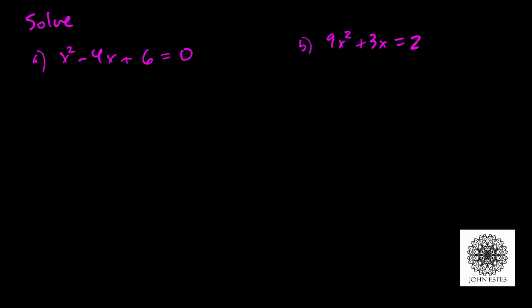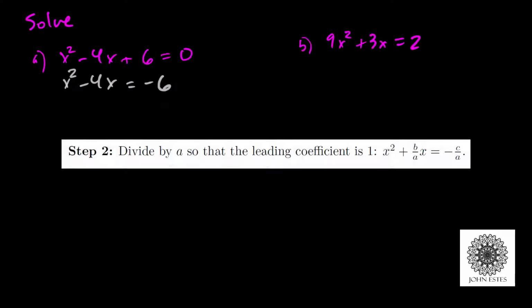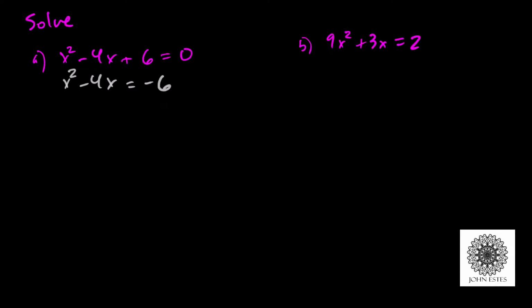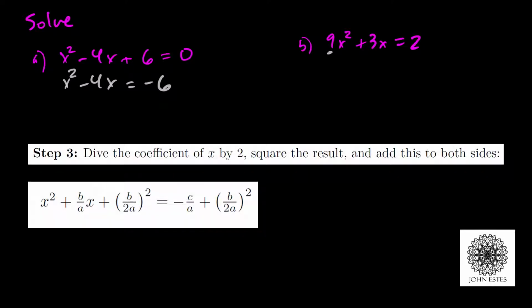So in part A, to do that, I just need to bring the 6 over to the other side. So I have negative 6. Okay, now step 2, we need to divide everything by the leading coefficient. In this case, since the leading coefficient's 1, I don't have to worry about it. In part B, we'll see that I will have to worry about that, but we're not there yet. Okay, step 3 is kind of what I call the money step.